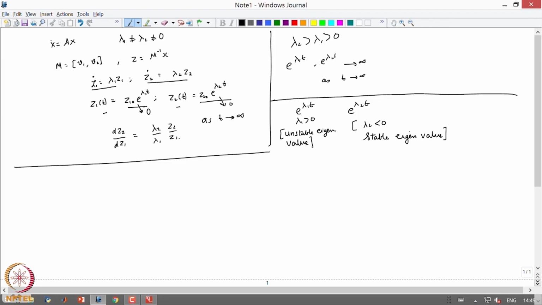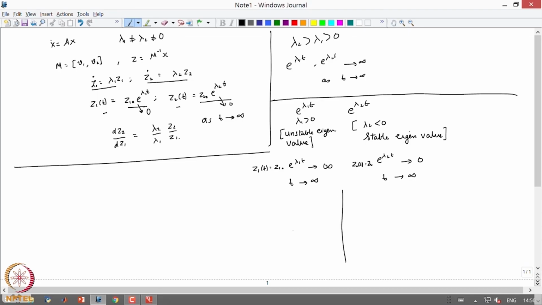Okay, so what would we expect as time progresses? That e power lambda 2 t will tend to 0 as t goes to infinity, whereas e power lambda 1 t will tend to infinity as t goes to infinity. Okay, so let's come back to this. So e power lambda t corresponds to z1. So z1 of t is z1 naught, z2 of t is z2 naught e power lambda 2 t.